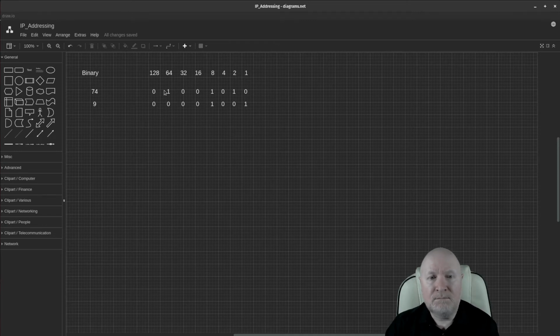It's a case of we've got this binary number here, what does it actually represent in decimal? Well, you just literally total it up. So 64 is set, 8 is set, 2 is set. So 64 plus 8 plus 2 equals 74. And in this one, well, it's only 8 and 1 that is set, so 8 plus 1 is 9. So that's all there is to it.